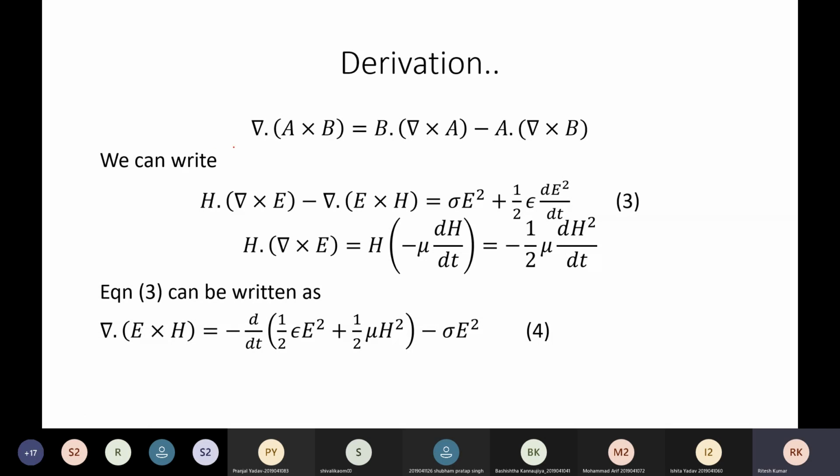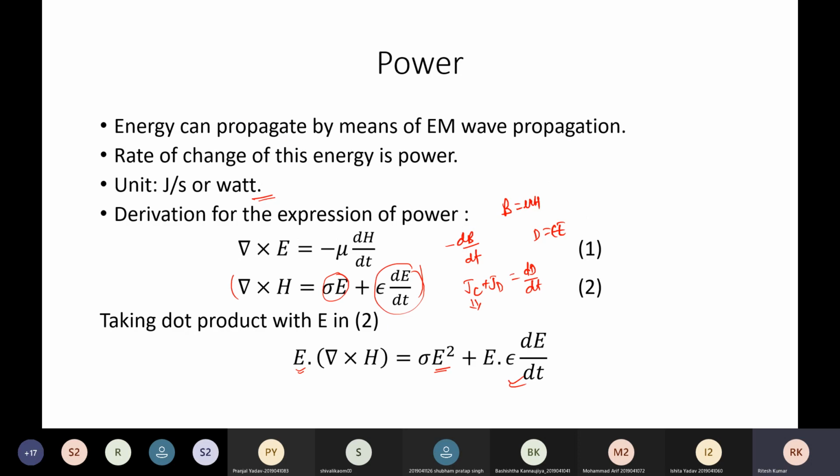Now see, we use this vector identity that divergence of A cross B can be written as, if we bring A to this side, curl of A minus, bringing A to this side, we will write this one. So this can be represented in this form. This is our vector expression from where we have written this, and now we can apply this one to the previous one. See, E dot curl of H is equal to sigma E squared plus this term. So apply there. Okay.